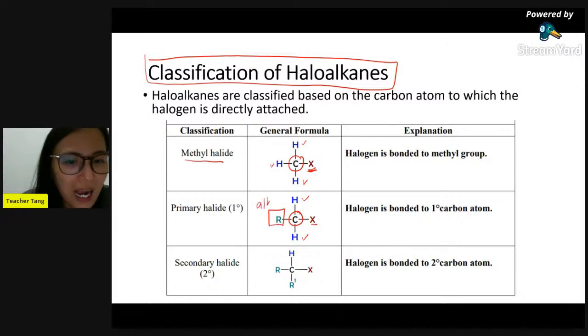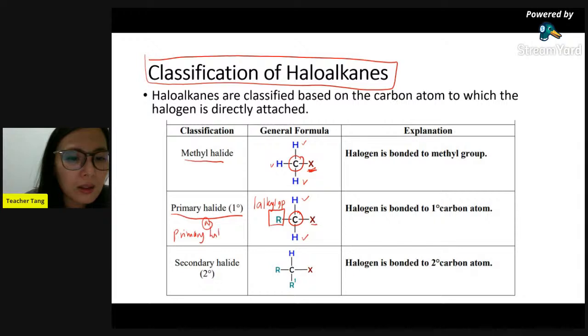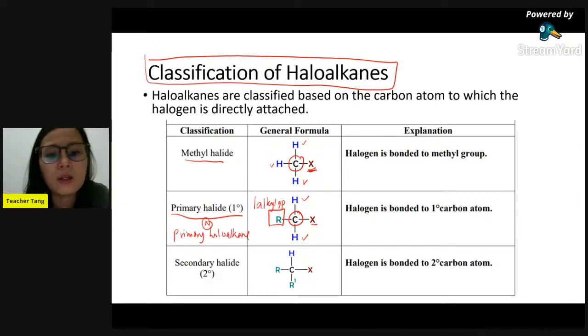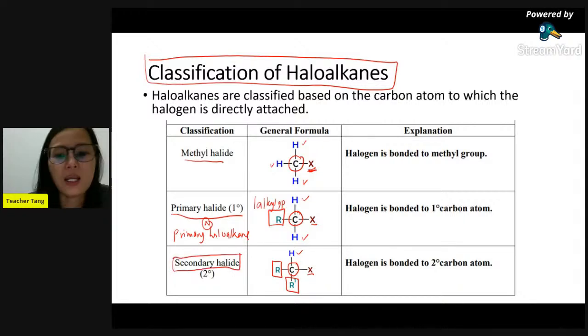then it is a primary haloalkane, or we can call it primary halide, or primary haloalkane. Both are acceptable. The reference carbon is the carbon that is bonded to a halogen. If only 1 hydrogen, meaning 2 alkyl groups, then it is a secondary halide or secondary haloalkane.